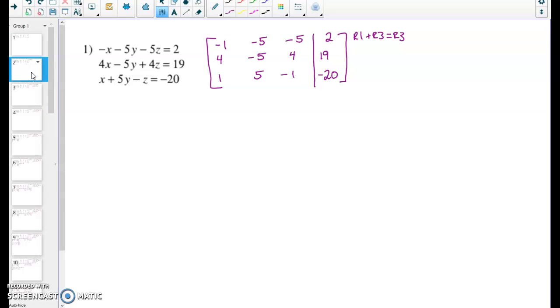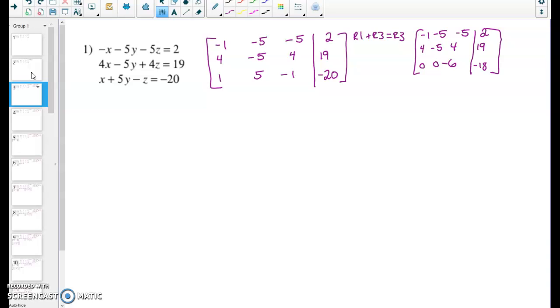Okay, so if you want to go ahead and try that on your own, this is what you should get when you add those together. And I just said that I'm going to set that equal to row 3. Main reason why, if I were to add those together and rewrite that as row 1, then I'm not getting the ones in the diagonals like I want.